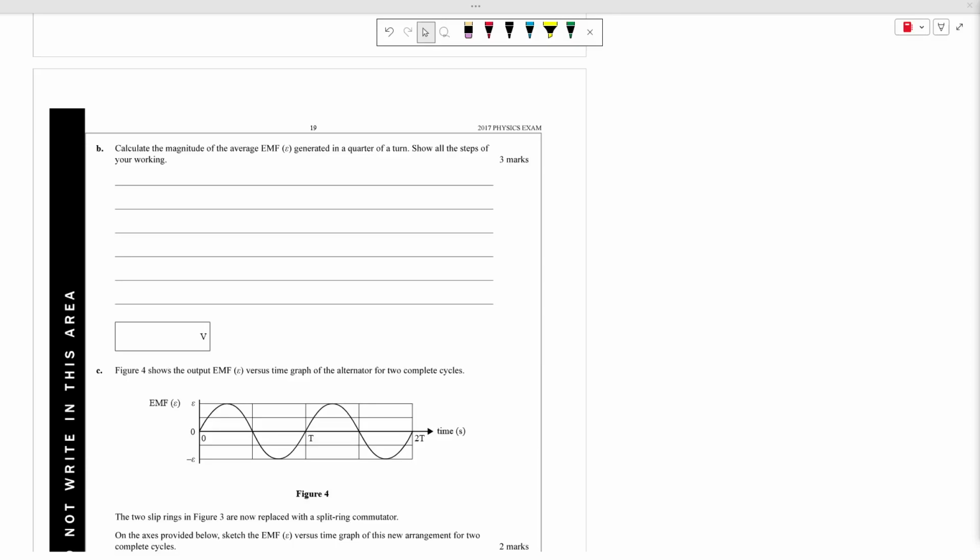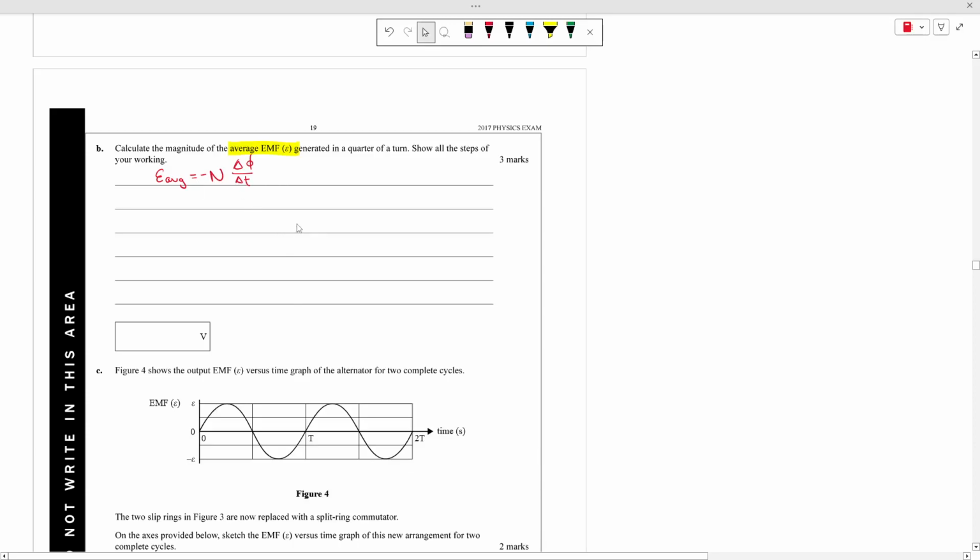Alright, so calculate the magnitude of the average EMF generated in a quarter of a turn. Show all the steps of your working. Okay, average EMF. Straight away, that should remind you of the average EMF formula, which we might have to use here. So it's N times change in flux over change in time. You can include a negative there, but I wouldn't, because it doesn't affect your final answer. It just makes your answer negative, which we can't state whether the EMF is negative because I don't know which direction negative is. So it doesn't make a difference here.